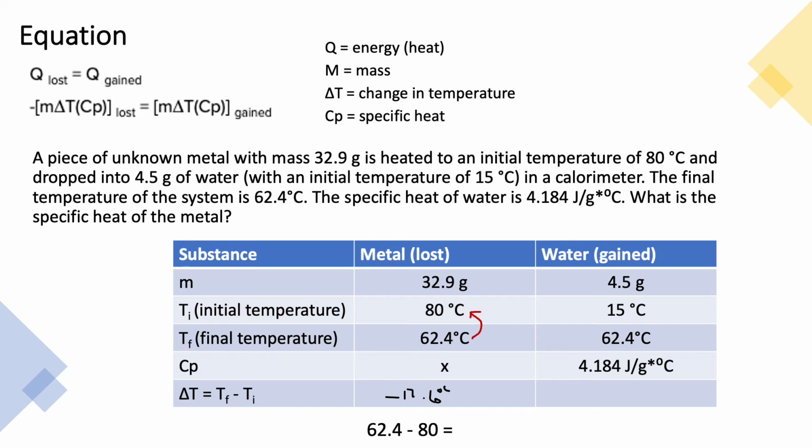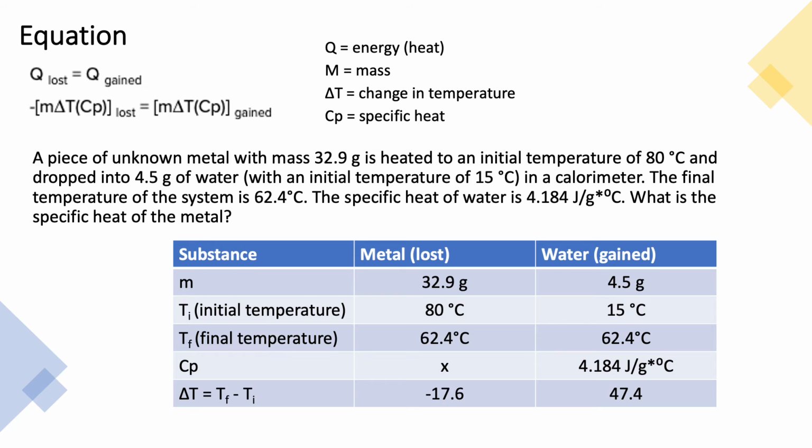And then again, we're looking at the same thing. We're going to take our final minus our initial over here for our temperature of our water. So in this case, we have 62.4 minus 15 for a change in temperature of 47.4. Again, making sure that we keep those negatives. So if we're ever subtracting a number that is higher, we're going to have a negative number. So make sure to keep those negatives in mind as we go through.